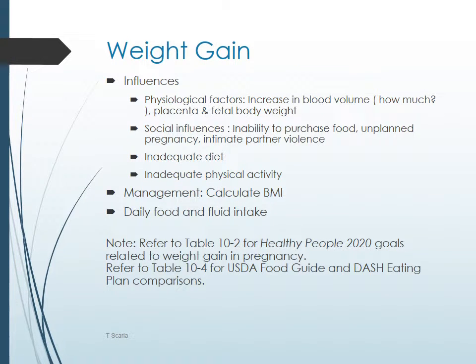Influences in weight gain. The physiological factors are increase in blood volume. And how much is the increase in blood volume? You want to know that. And placenta and fetal body weight also adds to the weight gain. Social influences are inability to purchase food, unplanned pregnancy, and intimate partner violence, inadequate dietary intake, inadequate physical activity. And the management is we need to calculate BMI and help in managing a diet plan. And daily food and fluid intake should be monitored.